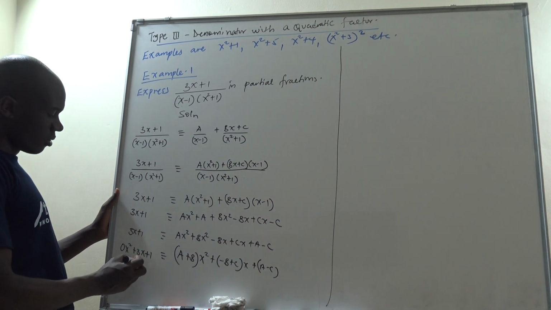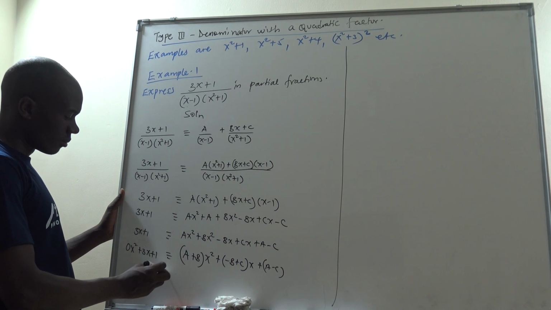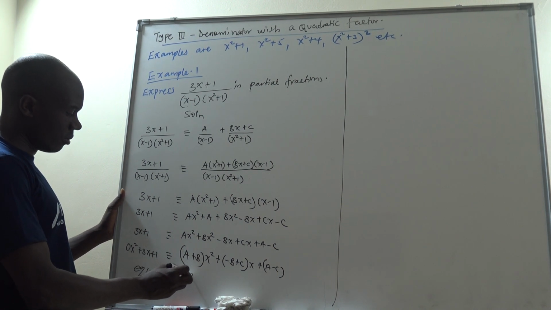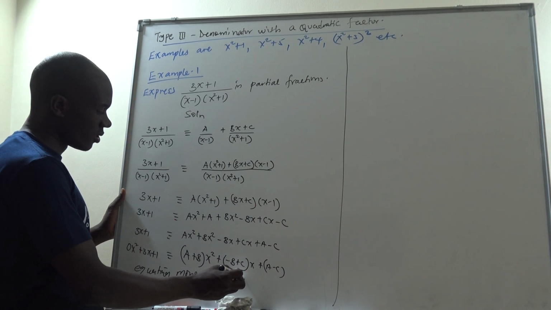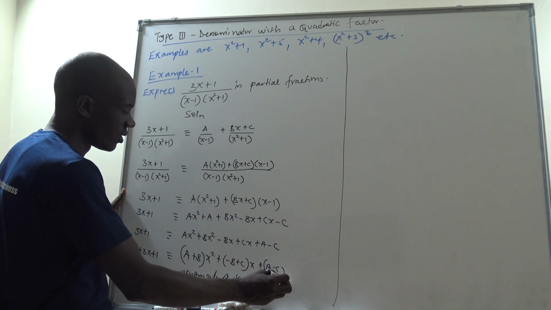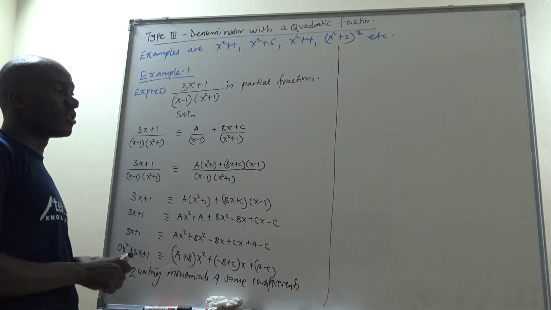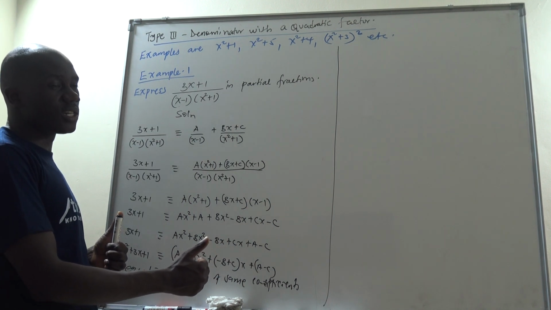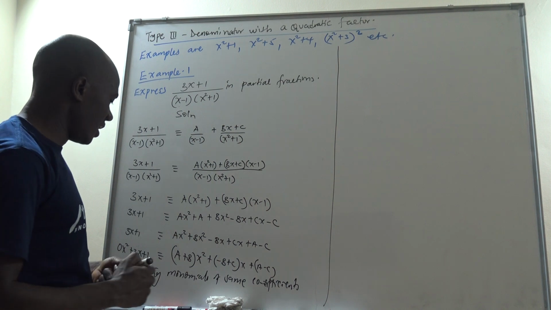Then from there we say equating monomials of the same coefficient. So we are looking at those having the same coefficient on the right hand side together with those on the left hand side.